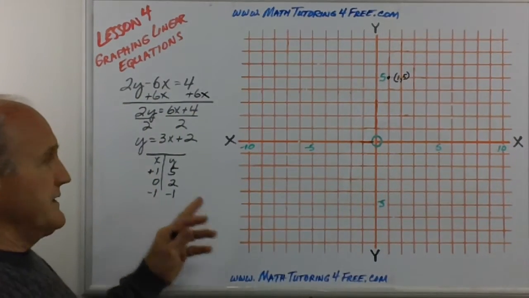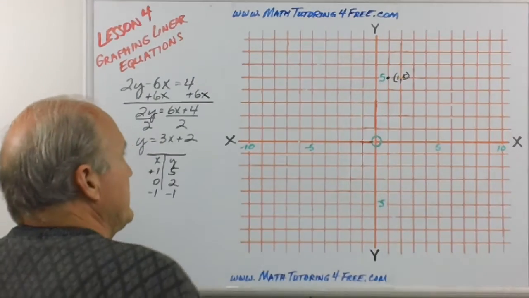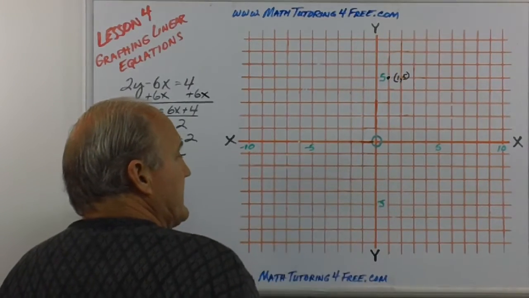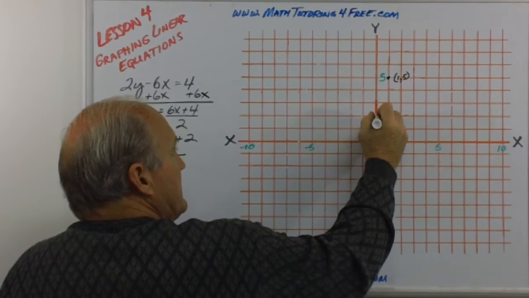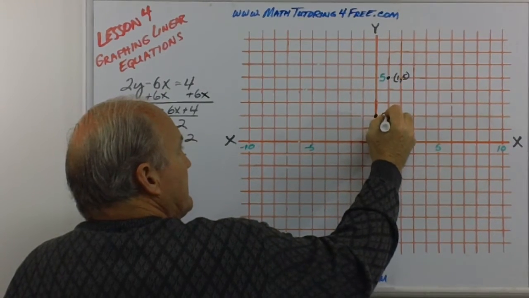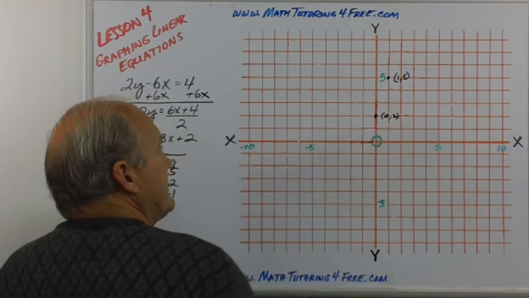Our second point is 0, 2. We call this the y-intercept. When x is 0, that's everything that's on the y-axis. So the value is 0, 2. What we're saying is this is where the line is going to cross the y-axis. So we call it the y-intercept.